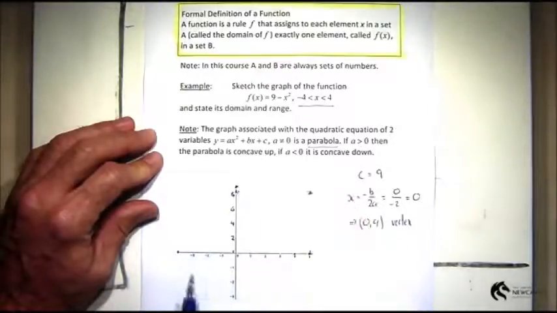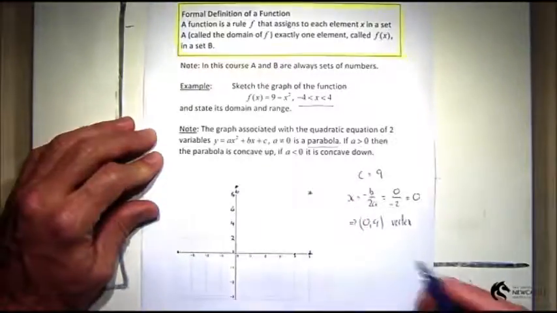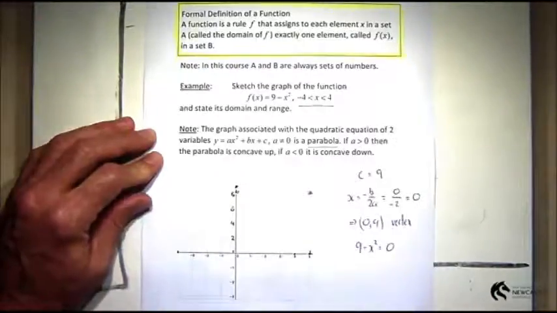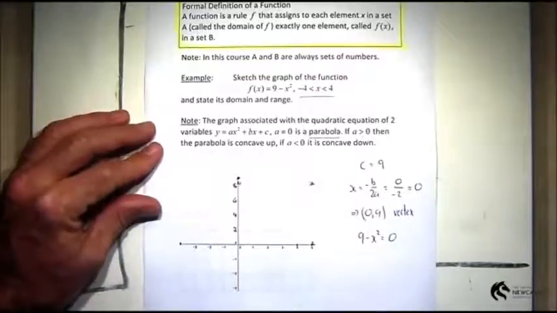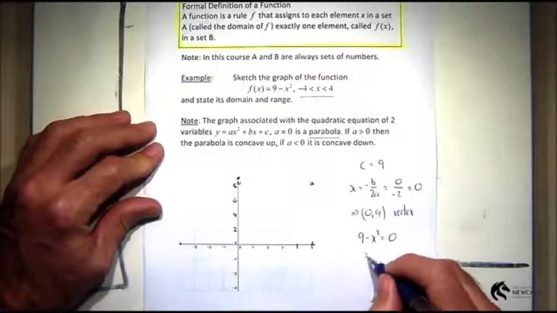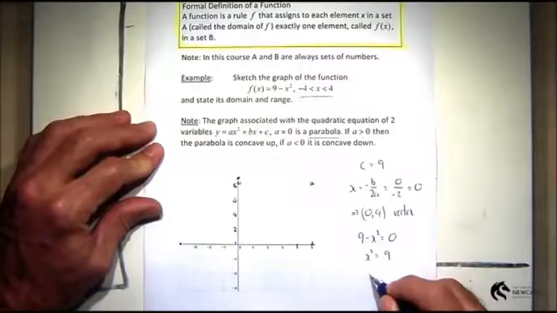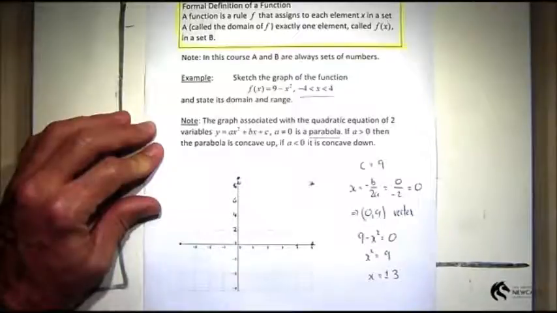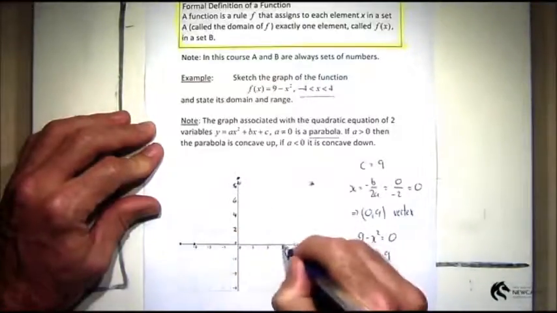The other thing I'd like to know is where it cuts the x-axis. So where is 9 minus x squared equal to 0? In this case, that was the very easiest quadratic trinomial we could solve, because I could just make x the subject of that, and I get x squared is equal to 9, so x is equal to plus or minus the square root of 9, which is plus or minus 3. So here it cuts the axis there and there.